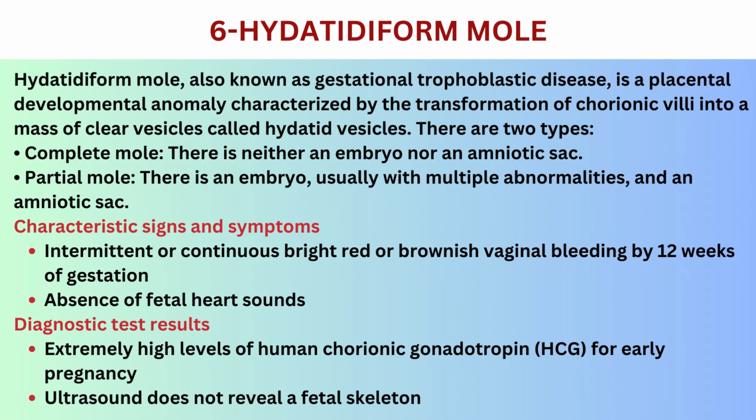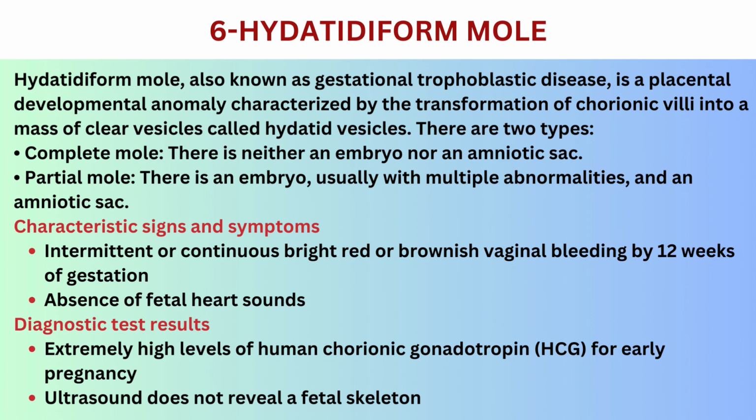The sixth disorder is hydatidiform mole. Hydatidiform mole, also known as gestational trophoblastic disease, is a placental developmental anomaly characterized by the transformation of chorionic villi into a mass of clear vesicles called hydatid vesicles. There are two types: complete mole, in which there is neither an embryo nor an amniotic sac, and partial mole, in which there is an embryo, usually with multiple abnormalities, and an amniotic sac.